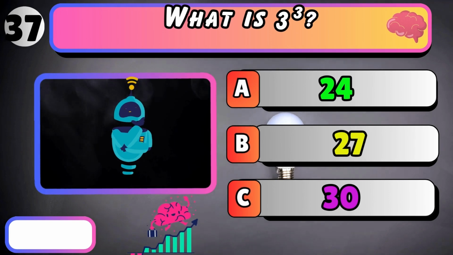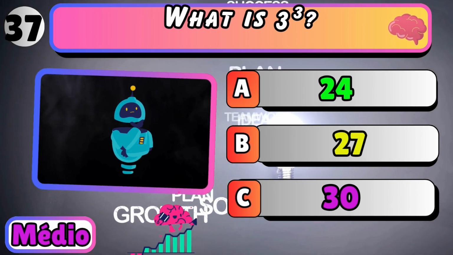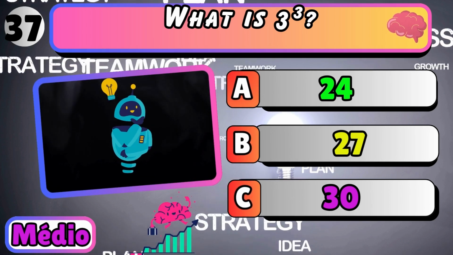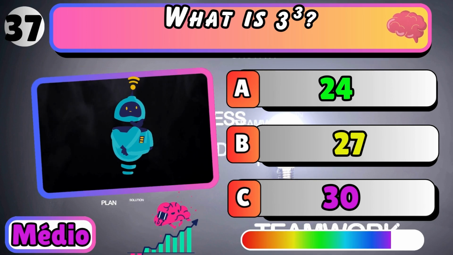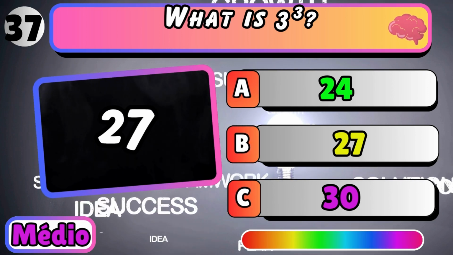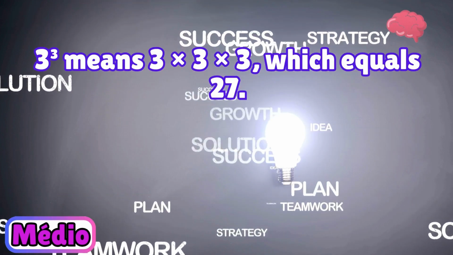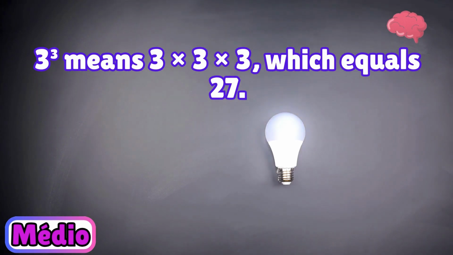What is 3 to the power of 3? 24, 27, or 30? 27. 3 to the power of 3 means 3 times 3 times 3, which equals 27.